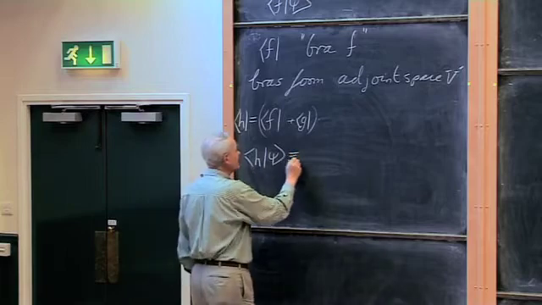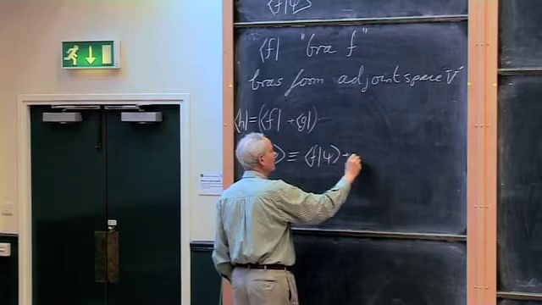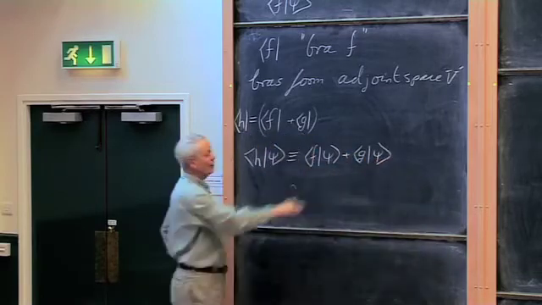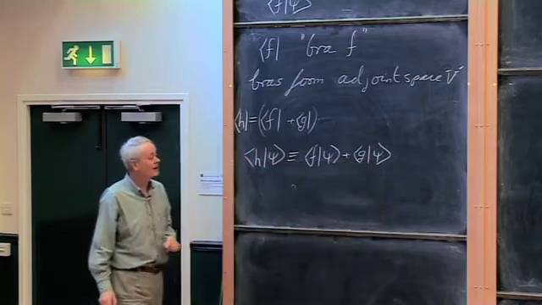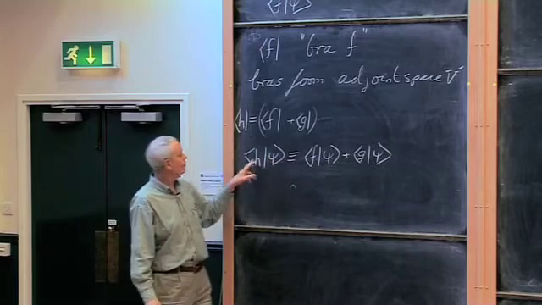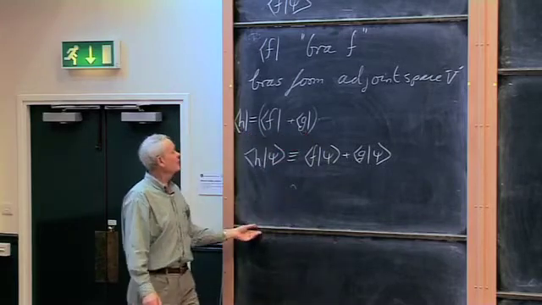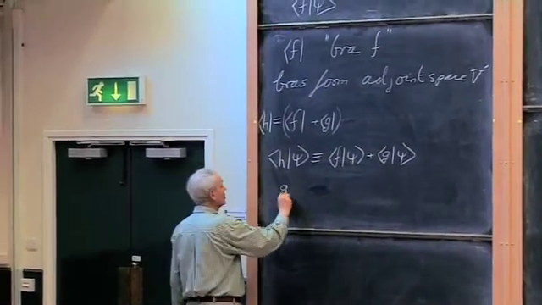And I define it to be F of psi plus G of psi, which of course is a perfectly well-defined expression because this is a complex number, this is a complex number, and we all know how to add complex numbers. So this is the definition of the bra H. So I know what it is to add two functions, and of course I know what it is also to multiply a function by some constant.